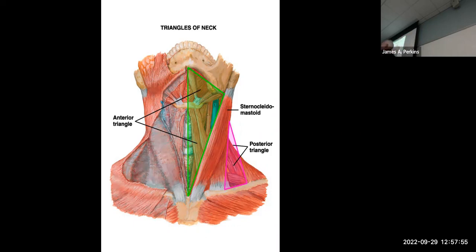I think your dissector may subdivide these triangles even further, especially the anterior triangle. Your textbook might also get into some really nitpicky, smaller triangles. Like the anterior triangle is subdivided into a submental triangle under the chin, a muscular triangle, a carotid triangle, and a couple of other triangles. I don't care about those tiny subdivisions of triangles. So if you're seeing that in the dissector, don't waste a lot of time trying to memorize the boundaries of these little smaller triangles. They don't really have any significance anatomically.